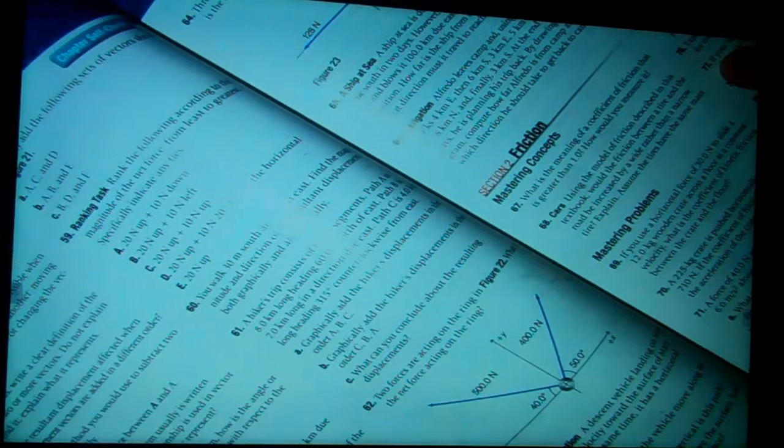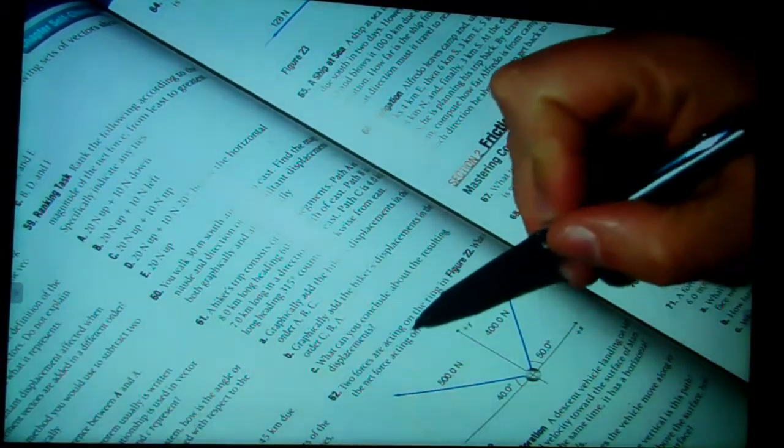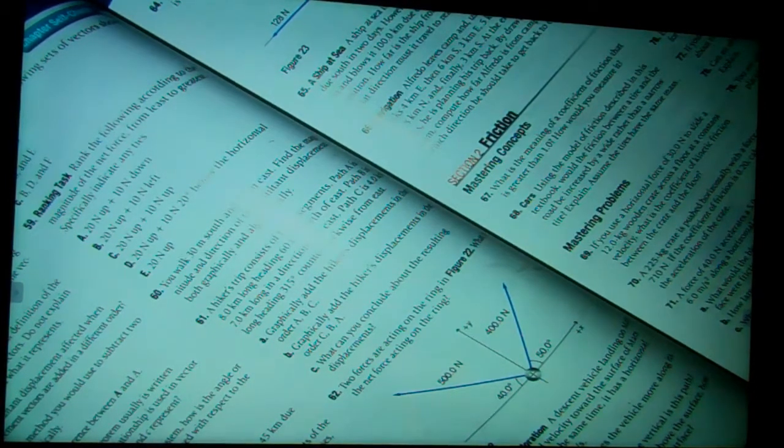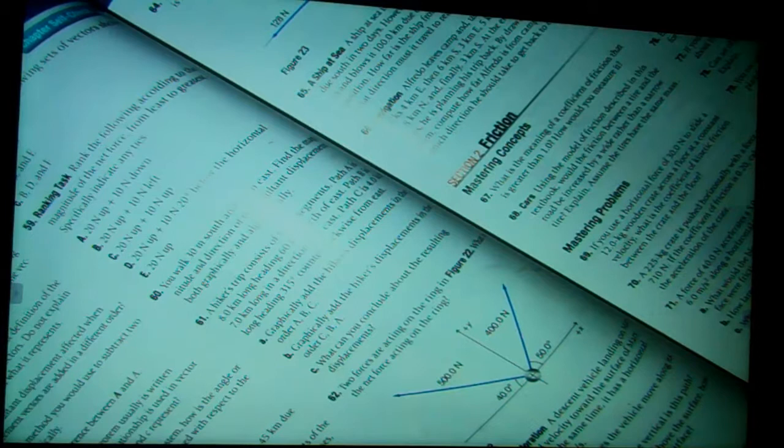All right, number 62 says the force is acting on the ring in figure 22. What is the net force acting on the ring? Hold on, I'm not there yet. It's not zero. Slow down, bro, we get to solve this. Now, I highly recommend getting calculators.